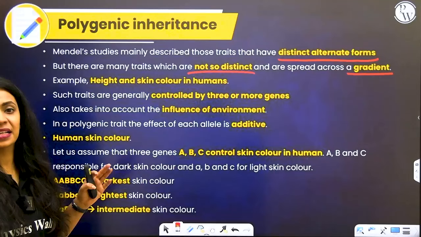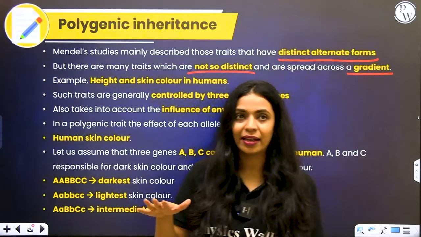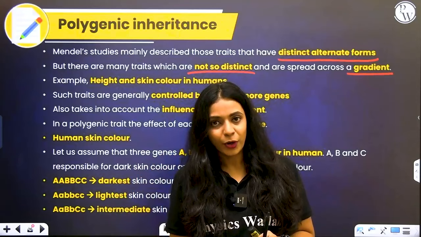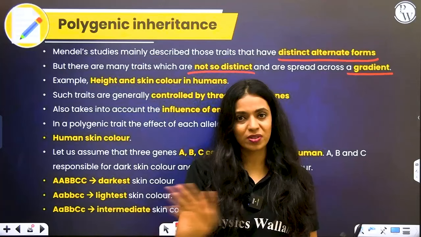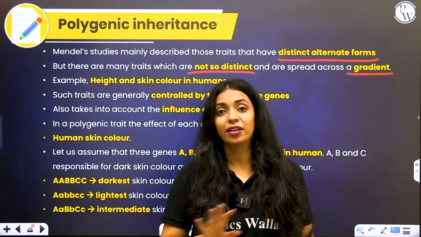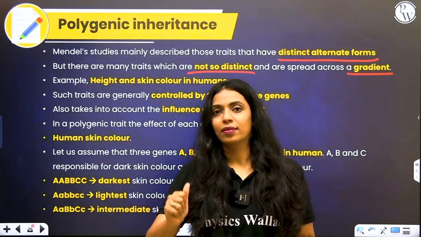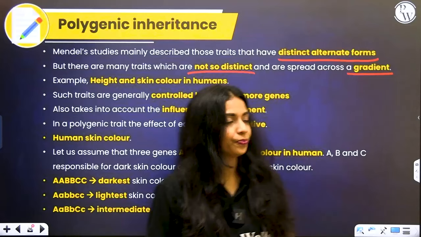Height is also an example. If you see in humans, height is not like two different alternate forms only, right? It's not like 6 feet and 4 feet people. You have 5.3, you have 5.4, you have 6.2, you have 5.8. So you have people of different heights. So it's a gradient. Skin color, it's not like black people, white people only. You have so many different beautiful shades of skin color. We Indians are beautiful chocolate brown. So how does that variation or how does that gradient happen? Such traits are controlled by three or more genes.